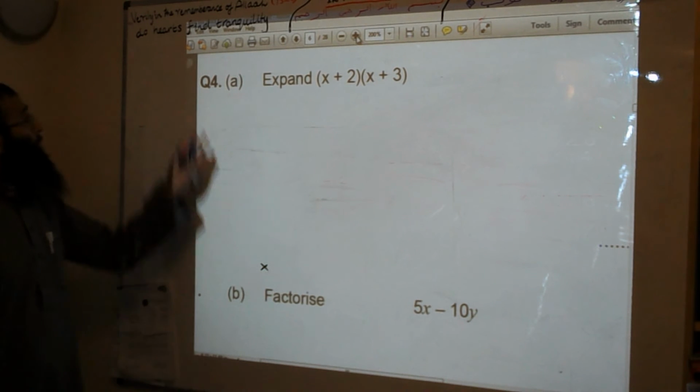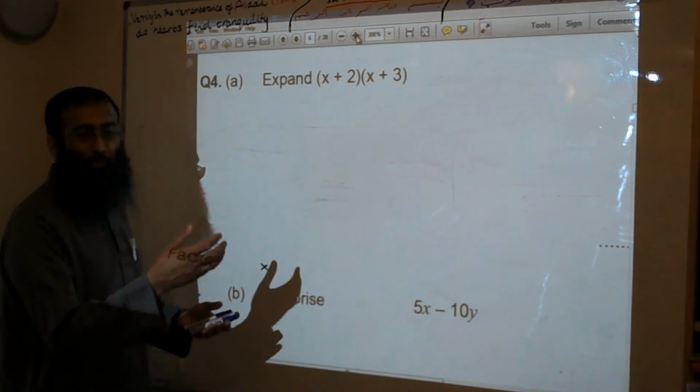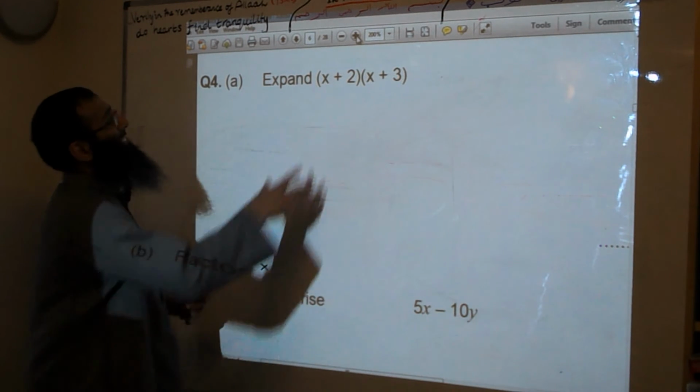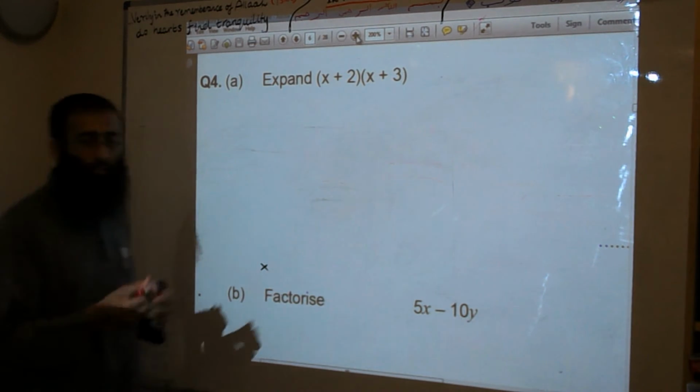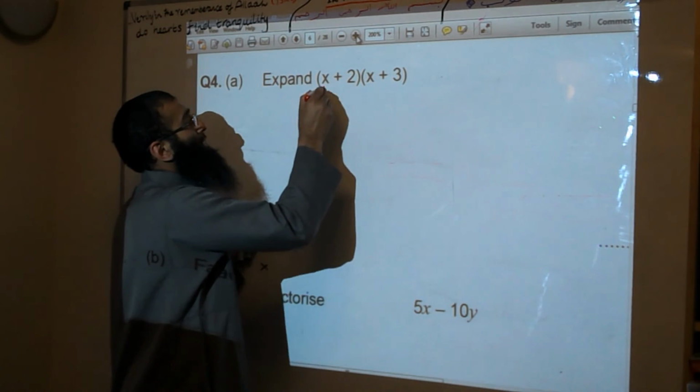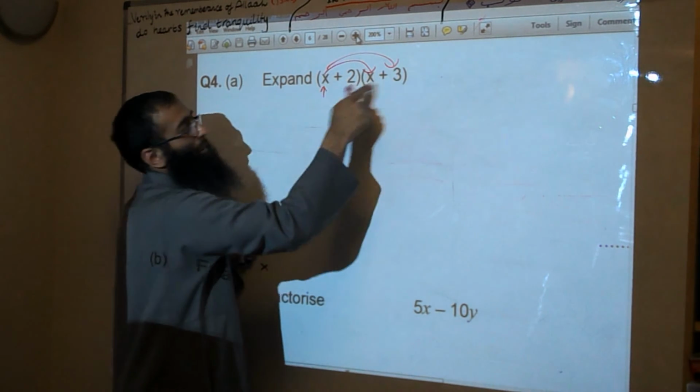Okay, question number 4. It says expand. I've actually expanded the picture as well and made it bigger. Expand these brackets. Okay. Double brackets. Start from the first element, x. Multiply by each in the second part, yeah?